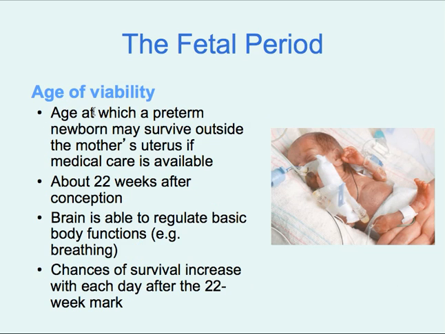In the fetal period, the age of viability is the age at which a preterm newborn may survive outside the mother's uterus if medical care is available. This is about 22 weeks after conception. Before about 22 weeks, the chances of survival are very low. After 22 weeks, the chances of survival increase. Again, only with the help of medical assistance.